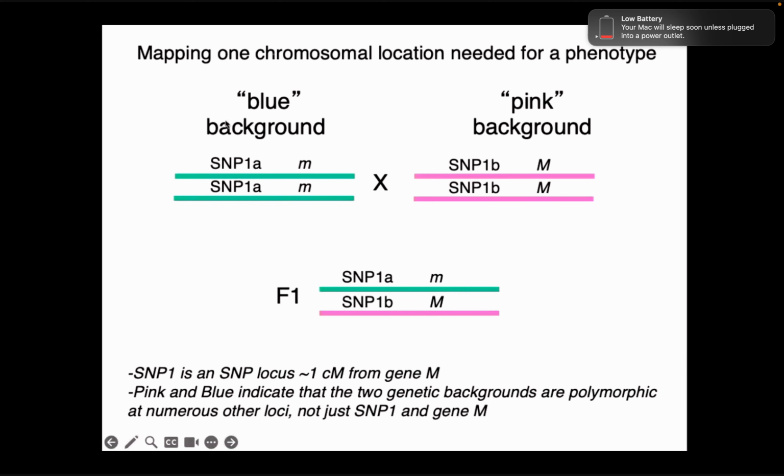There's one H here, one H here, right? There's a carbon and a carbon. And then there was a double bond, right? In the blue background, you have the SNP1A allele, and in the pink background you have the SNP1B. How many bonds does carbon have? Four, right? So there were 4 bonds for both of the carbons.